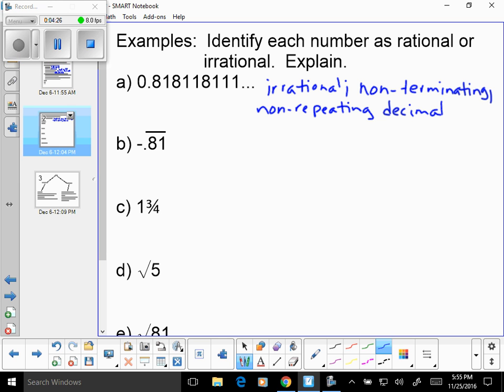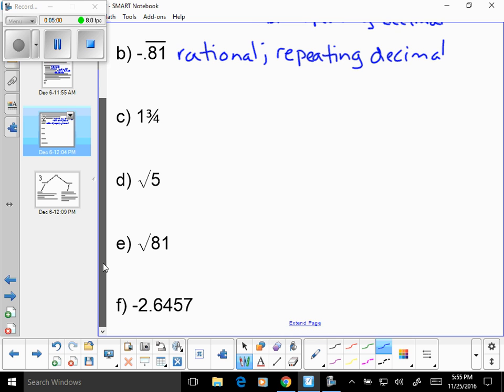If I look at B, -0.81, where the 81 repeats, well, that's going to be rational. And it's going to be rational because it's a repeating decimal. Okay, you hit pause and do the next couple. Actually, I would suggest you do C, D, E, and F, and then I'll go over them.